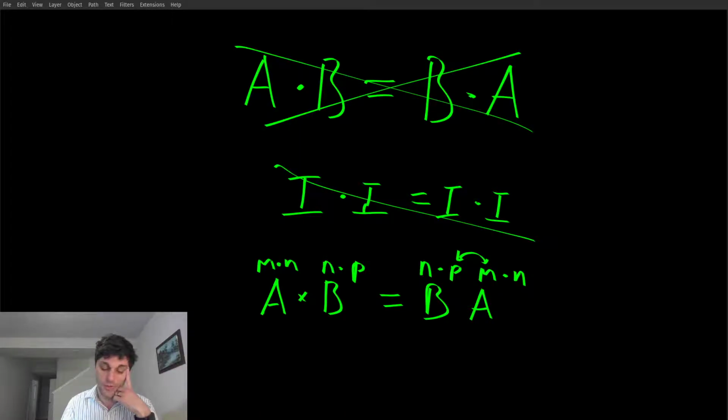So if they were square matrices, then maybe, but even then it's not true in general. Even if you had 2 by 2 matrices, it is not in general true that you can commute them. You just can't overall. So again, commutativity doesn't work.